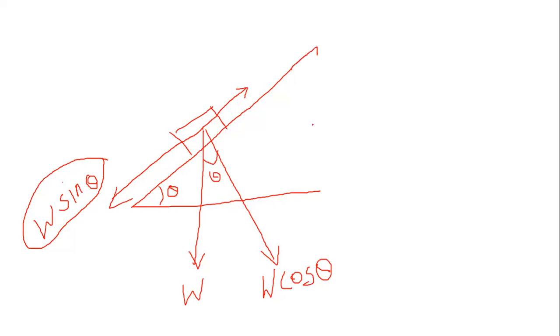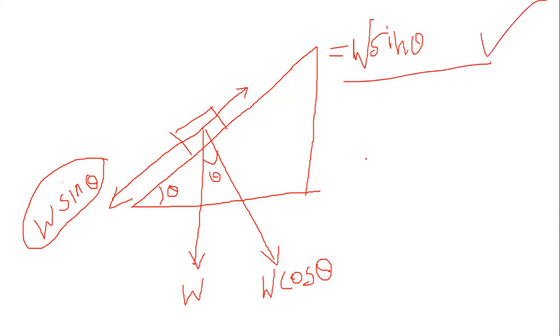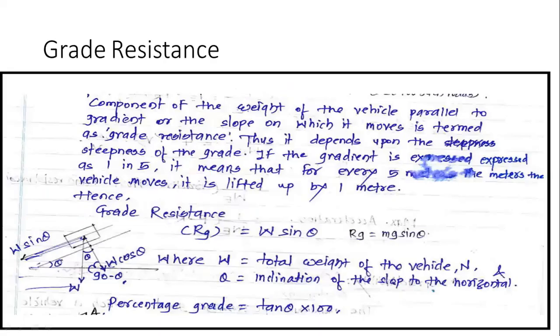Parallel to the gradient. So here we can write like this. This is W sin theta. This is nothing but the grade resistance. Now here one more thing is given. So we will see with the example. So for that, you should concentrate on this.